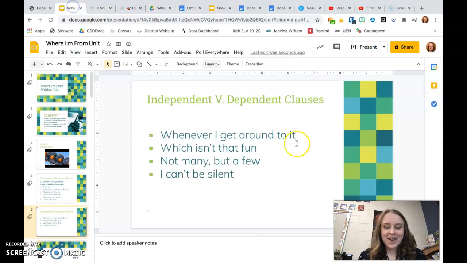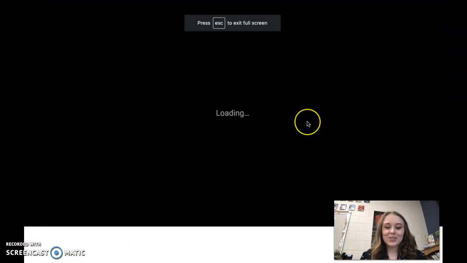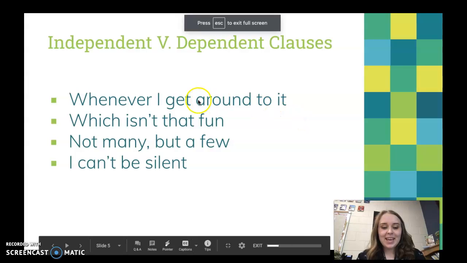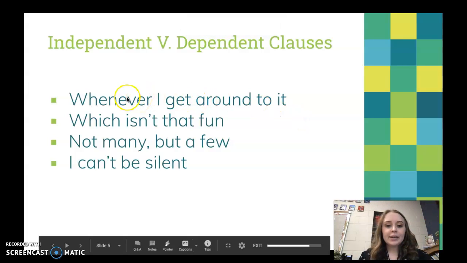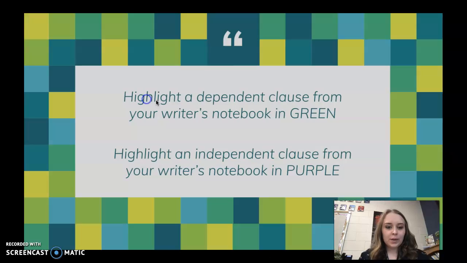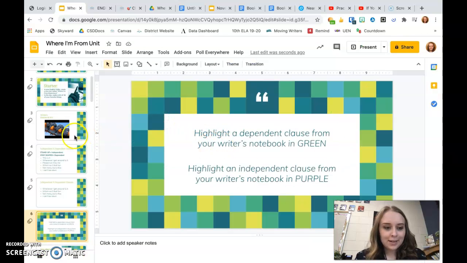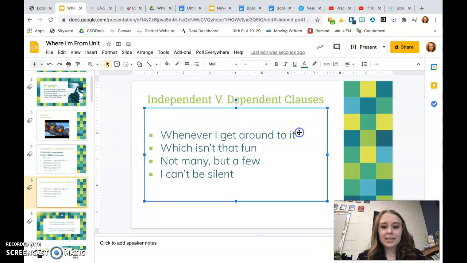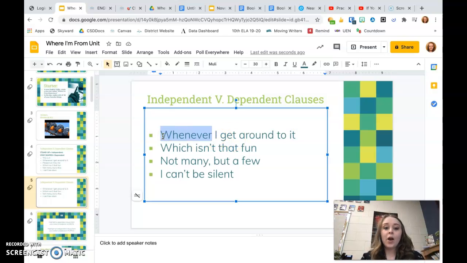All right, sorry. We're going to look at this slide here. So these are the ones that you went over on the quiz. So, "whenever I get around to it." Why is this one dependent? If it has one of those time words at the beginning, "whenever."